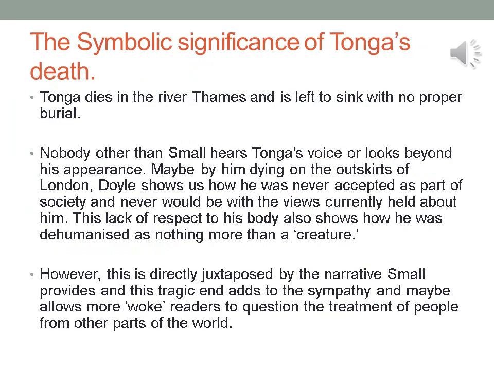As I've just mentioned, another thing that's important is the way that Tonga dies in the novella. His death has great symbolic significance. He actually dies in the River Thames and is left to sink with no proper burial. Now, throughout the novella, nobody other than Small actually hears him speak or looks beyond his appearance, and yet, based on his appearance, everyone that encounters him is utterly terrified.